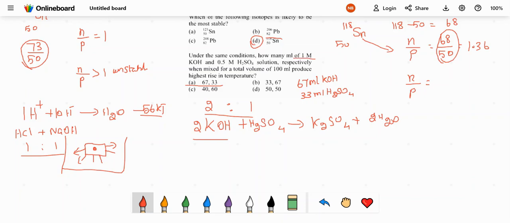Look at this. 1 molar KOH they have taken. So we have to identify the number of moles. Then only we can compare that mole ratio. So how can we get the number of moles from the molarity? Molarity is equal to number of moles divided by volume of the solution in liters.